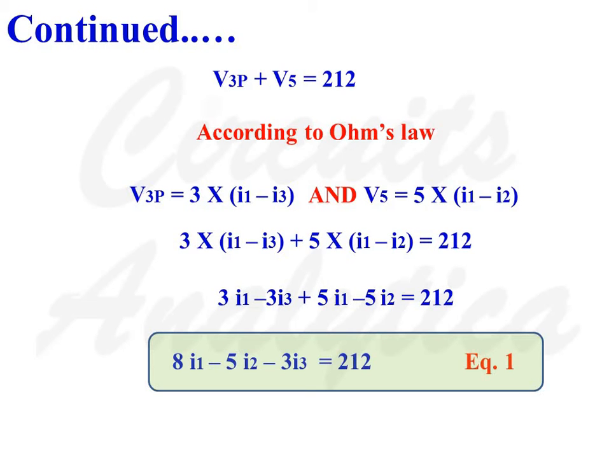According to Ohm's law, V3P is equal to 3I1 minus 3I3 and V5 is equal to 5I1 minus 5I2. Therefore, we can write 3I1 minus 3I3 plus 5I1 minus 5I2 is equal to 212. Rearranging the terms, we will get 8I1 minus 5I2 minus 3I3 is equal to 212, equation number 1.